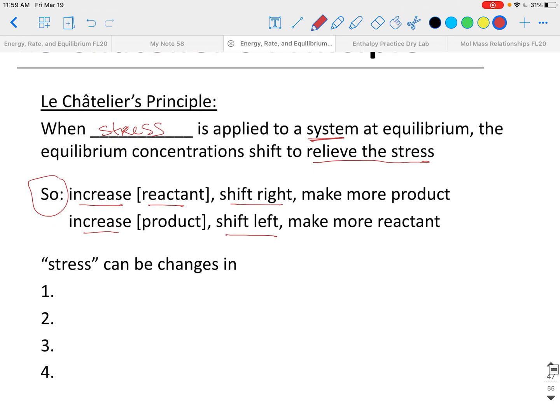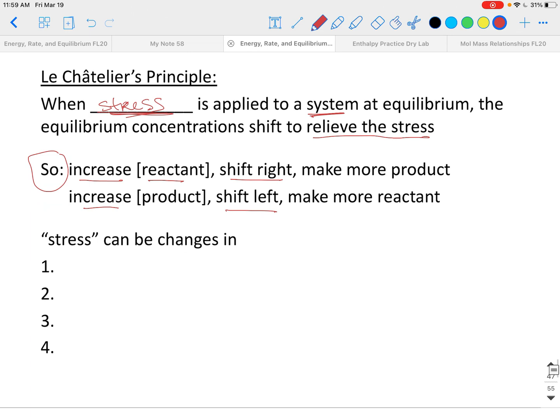Now, the definition says when stress is applied to a system. So what does stress mean? It can be a couple of different things. It can be changes in concentration, and this can be concentration of reactants or products. We can change both things. It could also be changes in pressure.